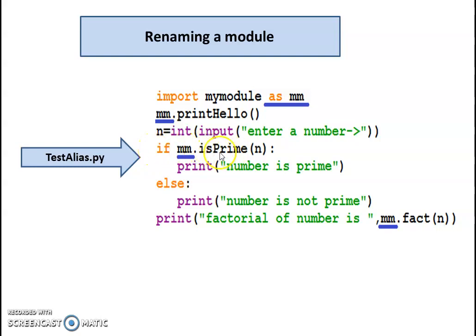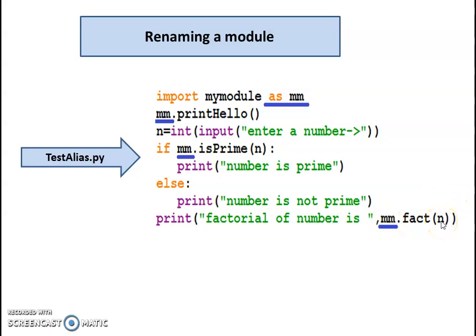We are invoking is prime function. If this particular function will return true, it will print number is prime. If this particular function will return false, else part will be executed and it will print number is not prime. Next we are printing factorial of number is, and we are invoking fact function of my module. So here we are specifying and we are passing this argument.